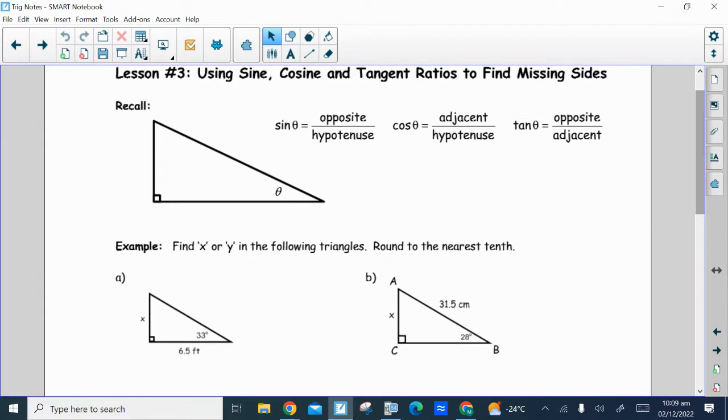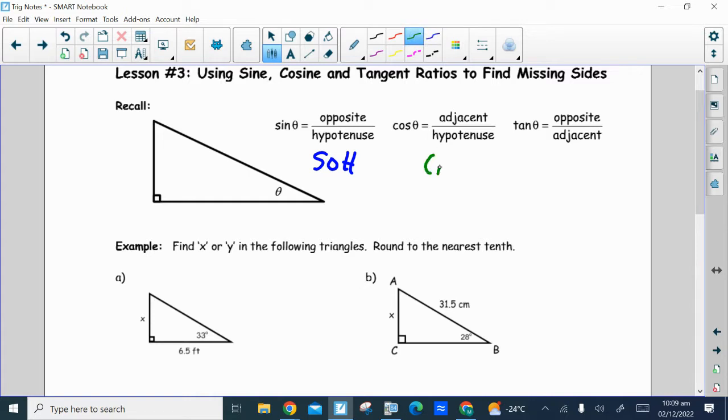So remember our three trig ratios: sine of theta. By definition, the sine of the angle theta, that ratio is the length of the side opposite theta divided by the length of the hypotenuse. That is the SO part of SOHCAHTOA. The cosine ratio, that's a name given to that ratio. It's the length of the adjacent side divided by the length of the hypotenuse. That's the CAH part of SOHCAHTOA. And the tangent of an angle theta is the ratio of the side opposite to theta divided by the length of the adjacent. That's the TOA part.